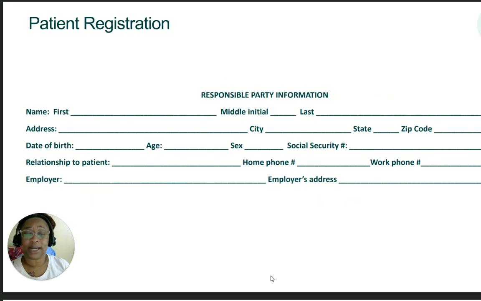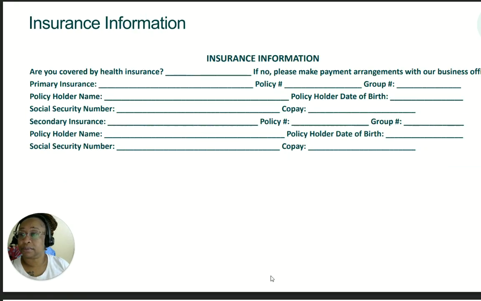Also, responsible party information is important as well. This must be filled out to completion in both areas.